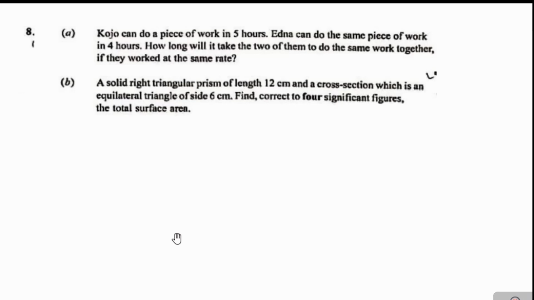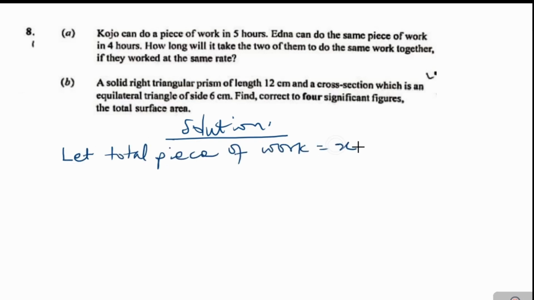Let's start right away with the A part, in which they told us the number of hours two people can do a piece of work, but they didn't give us the total piece of work. So let's let the total piece of work be X. According to the question, Kojo can do the piece of work in 5 hours and Edna can do the same piece of work in 4 hours.